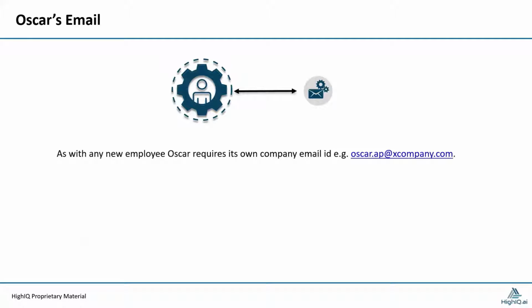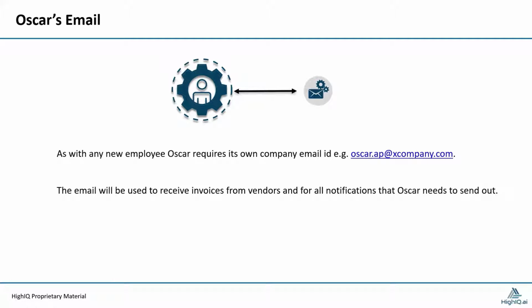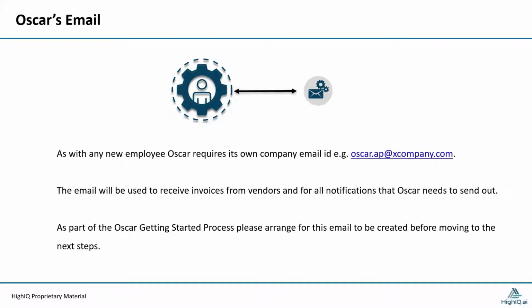As with any new employee, Oscar requires its own company email ID. This email will be used to receive invoices from vendors for processing and for all notifications that Oscar needs to send out. As part of the Oscar getting started process, please arrange for this email to be created before moving to the next steps.